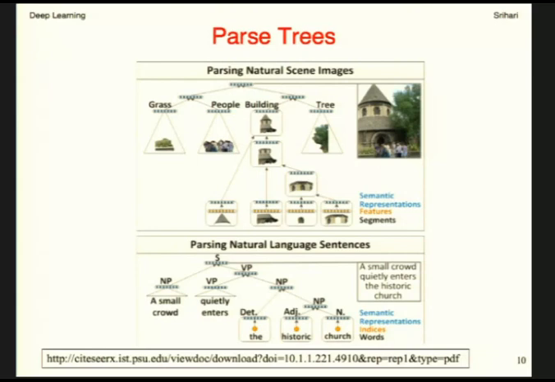So this is about parsing a natural scene image. So this says, what is this image here? And that image consists of some grass and people and a building and a tree. So we can say this is a scene of grass, people, building, and tree. And grass has some subpart to it, people has some subpart to it. They're all images. And then the building has subparts. And the building itself is a complicated building. It's got a roof and walls and the door and all that. And so on.